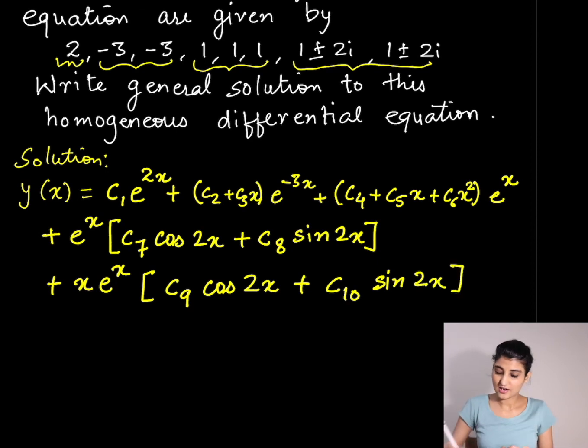So here we have total 10 constants, so we can say the total number of roots should be 10. Let's just count. 1, 2, 3, 4, 5, 6, 7, 8, 9, 10. We have 10 constants and 10 roots. So this is how you write down your general solution if you have the roots.